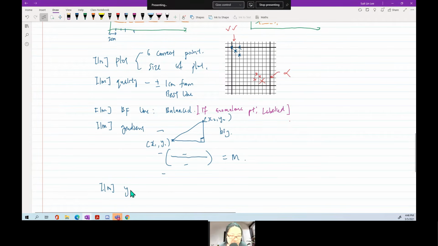The other mark is the y-intercept. No need for a unit, but you can write one. I generally suggest that you start writing units here, because normally in the last part they will ask for the unit from you. So if you already know the unit, you can transfer it over. For the y-intercept, if your graph starts from the origin, then you can read it directly.